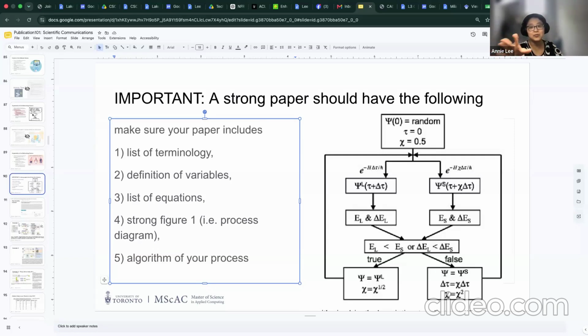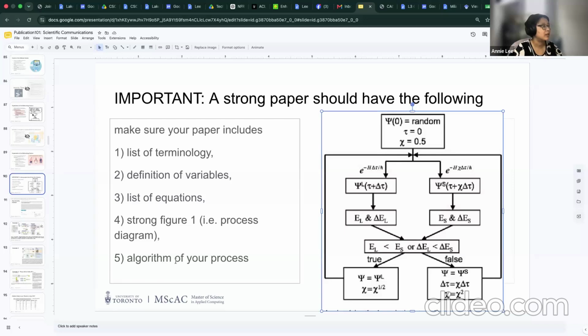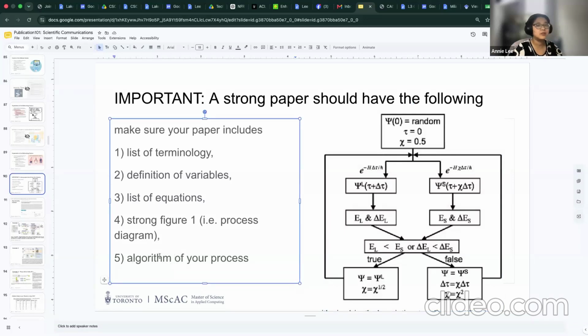I think Qifeng's team will do an excellent job in that. I worry that the HCI team might not do that, but that's okay. A very strong figure 1, which is like this process diagram here. And it'll be good also to have an algorithm, like a pseudocode of your process.